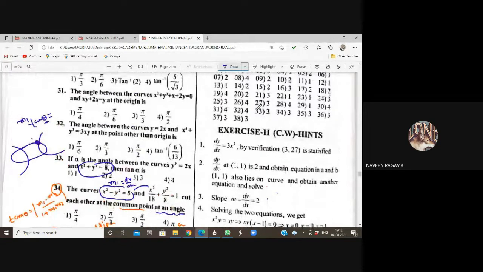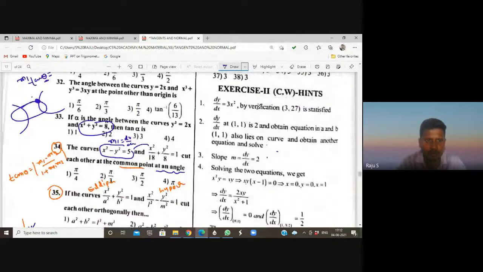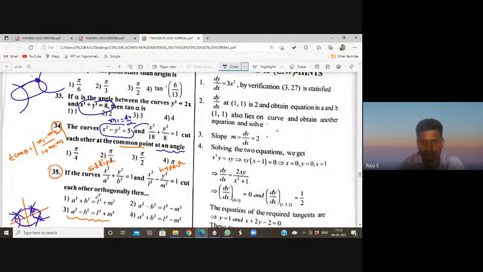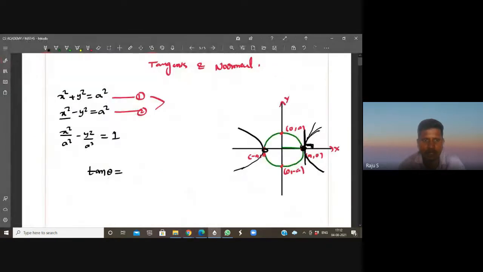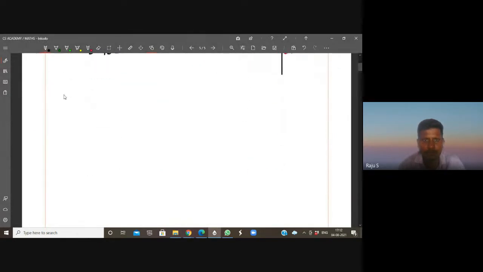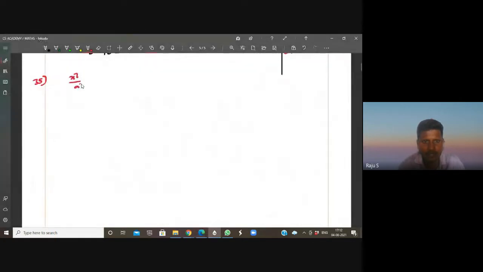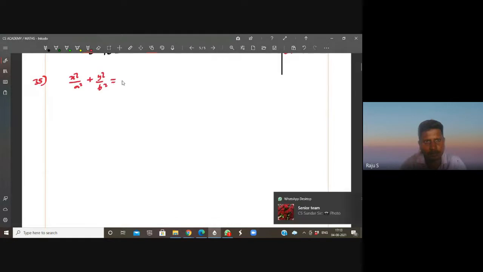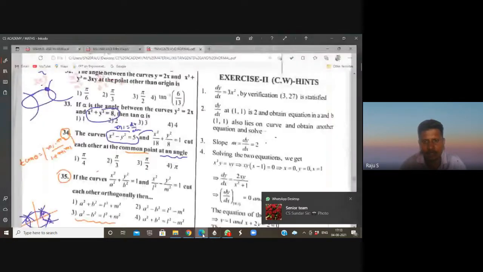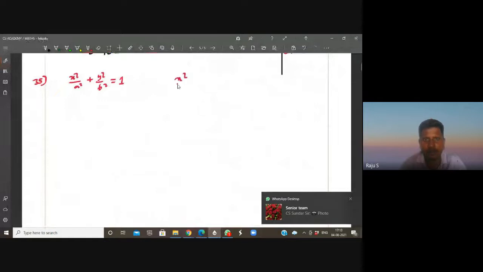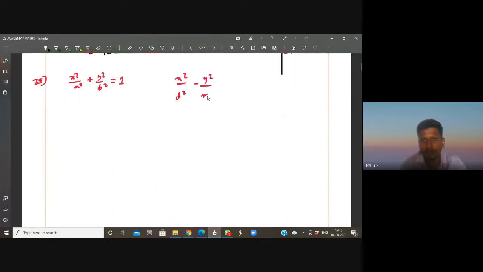Question 35, it is a property. If you want to do that property, generally the curves touch each other orthogonally. So what are the equations they have given? In question 35: x square by a square plus y square by b square is equal to 1, am I right? And x square by l square minus y square by m square is equal to 1.